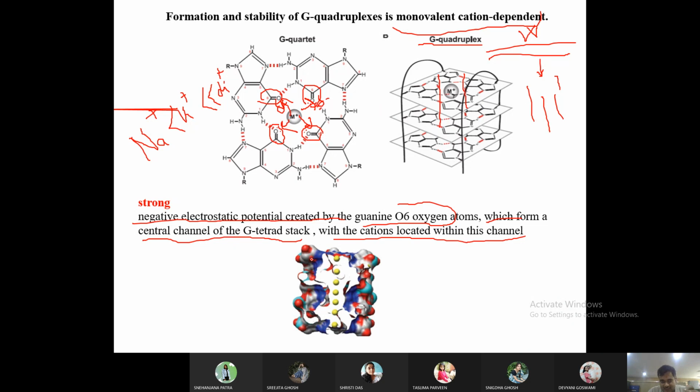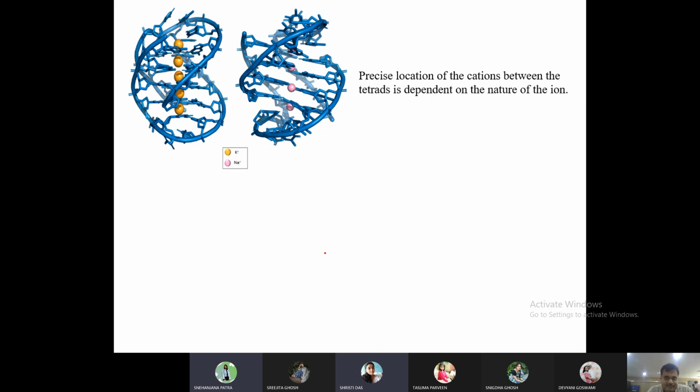The similar situation is also here. All these oxygens are pulling these metal ions from all the sides. So the metal ions are floating in this channel inside the G quadruplex. Get the point? Yes, okay.